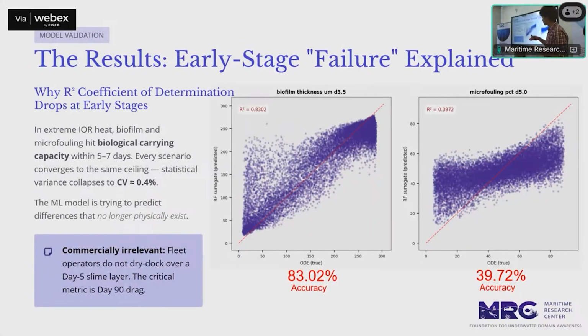So some of the outputs were biofilm thickness, microfouling, macrofouling, and then drag increase, right? But the biofilm thickness and microfouling were kind of failing because they form very early in the stage and get saturated very quickly. In 5 days only, the whole biofilm forms. But we can't predict it because there is almost no variance in the data. But this is commercially irrelevant because the ships aren't going to dry dock in 4 or 5 days. They'll need at least 90 days or something to dry dock.